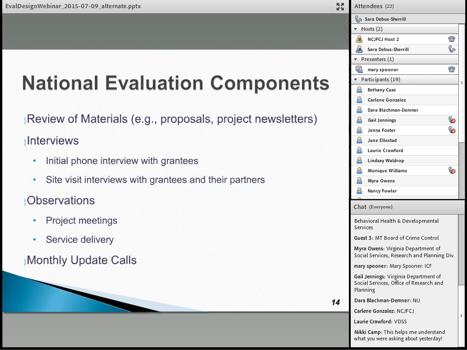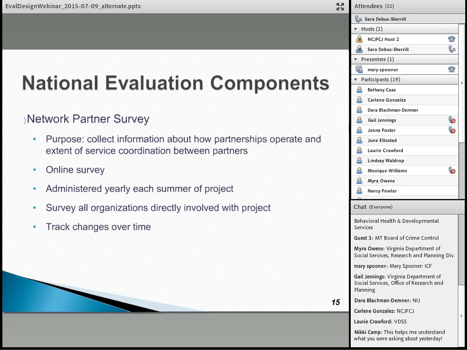Next, we have the Network Partner Survey. And this is a survey where we're really trying to gather information about how the partnerships operate and how much service coordination and integration is occurring between the partners. This is an online survey that we'll be administering every summer to all of the organizations that are directly involved with the project. And we do this every year so we can track changes over time and show how the services are becoming more coordinated, if they are, how collaboration is changing over the course of the project, those types of things.